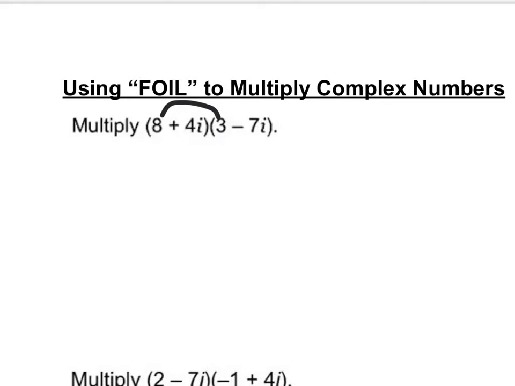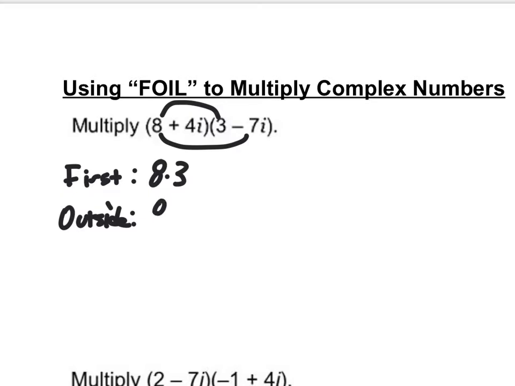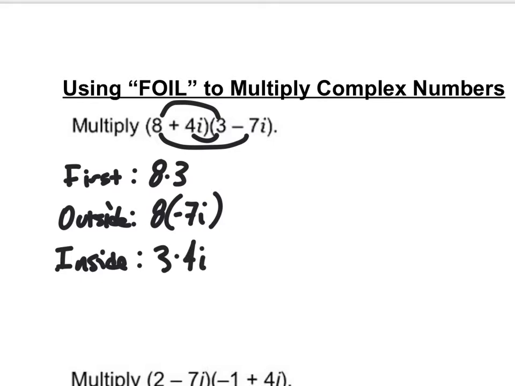So I'm going to do 8 times 3, so my first numbers, first. Okay, and that would be 8 times 3. I'm going to do my outside, which is 8 times negative 7i. And then my inside, that's going to be 3 times 4i. And then my last is going to be 4i times negative 7i.